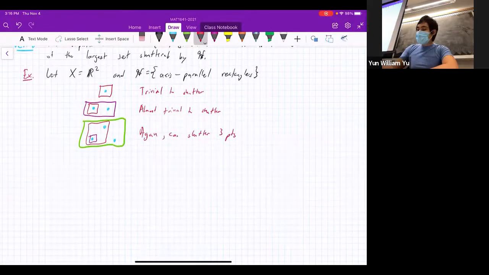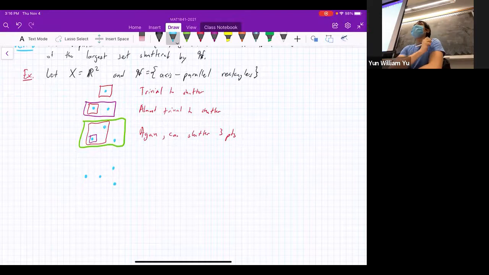Okay, what about this collection of 4 points here? Can we shatter this set using our axis parallel rectangles?